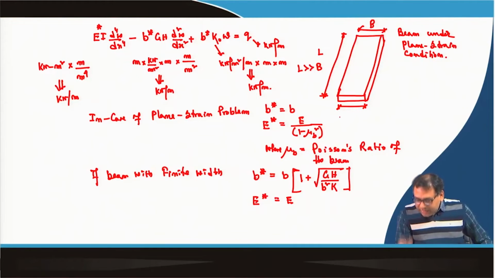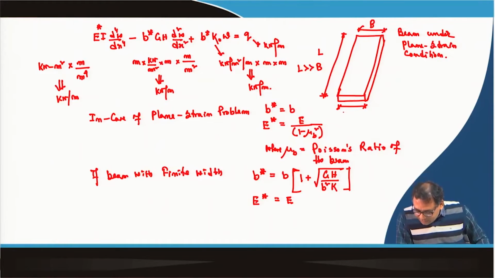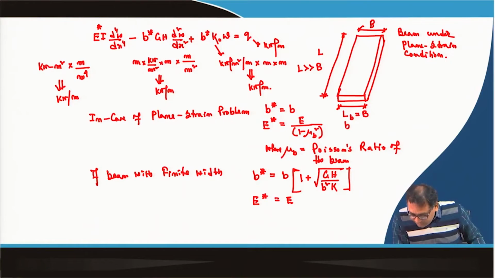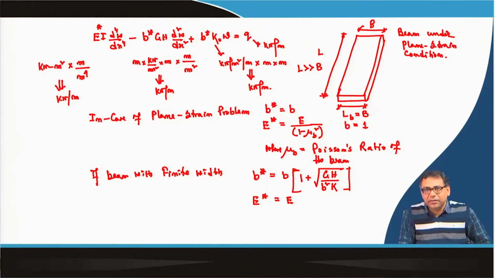Okay. So, if this beam is under plane strain condition, then this will be the length of the beam. So, length of the beam will be now the width of the footing, because it is under plane strain condition. And in such case your B, width of the beam, will be unit 1. Okay. So, in such case your width of the beam will be unit, and this is one condition.